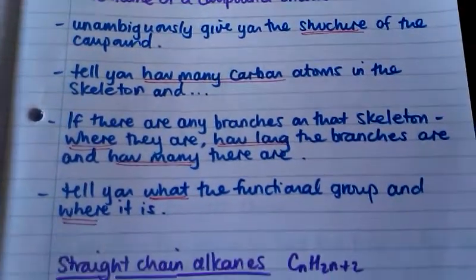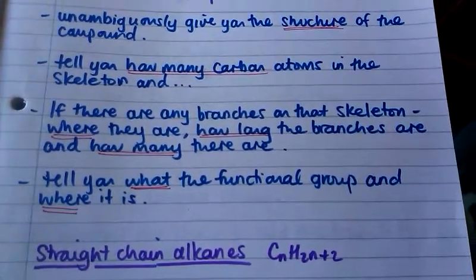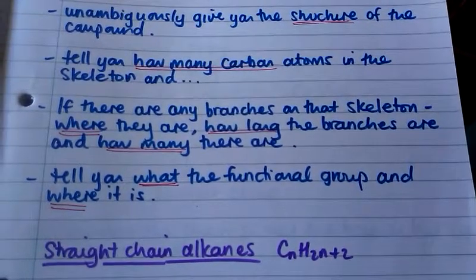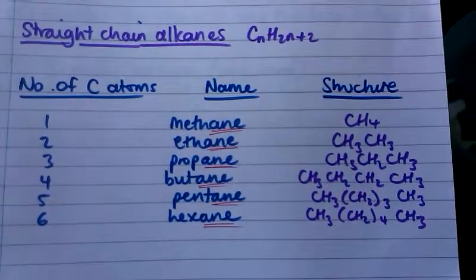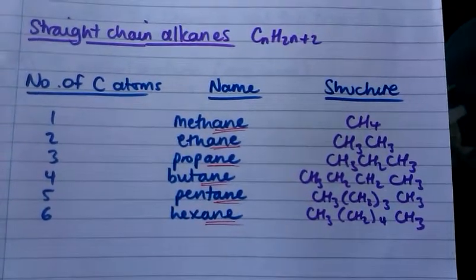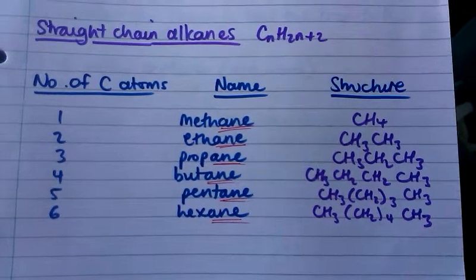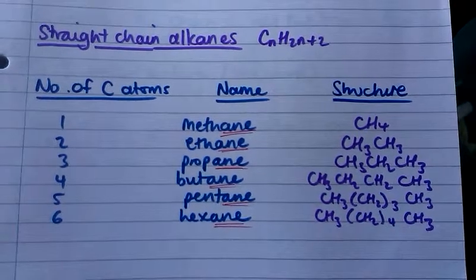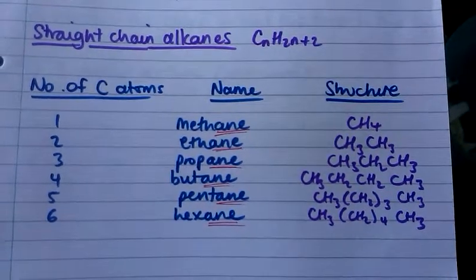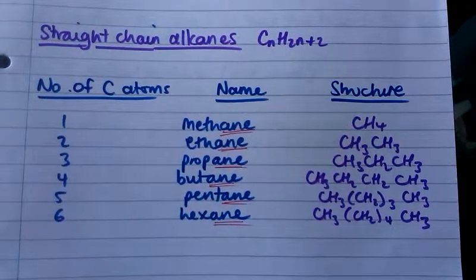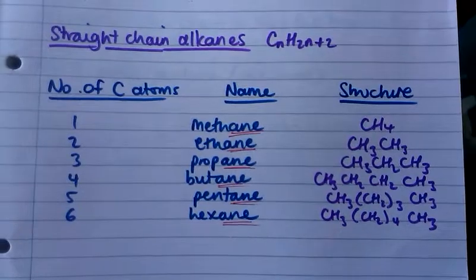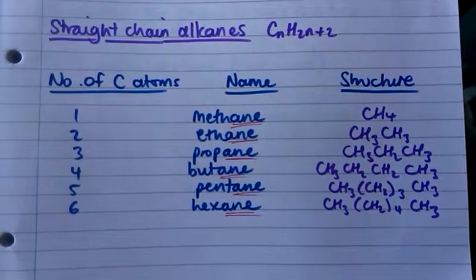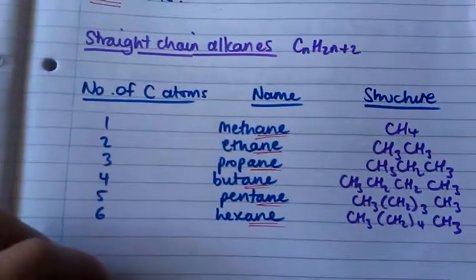Okay, so if we start with straight chain alkanes, which have the general formula CnH2n+2. These are the names of the alkanes with increasing numbers of carbon atoms, and notice that the names all end in "ane", so they can be identified by the suffix.